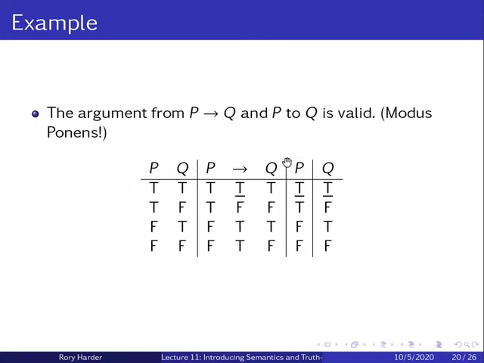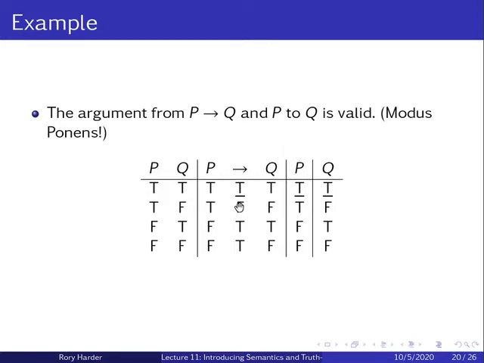And then what we do is we look under the column for the main connective of each of the premises. So here the main connective is the conditional. And here, P is simply the sentence letter itself, so we look at what's under P. And in every row in which both premise 1 and premise 2 are true, the conclusion is also true. And the only row in which both premises are true is the first row.